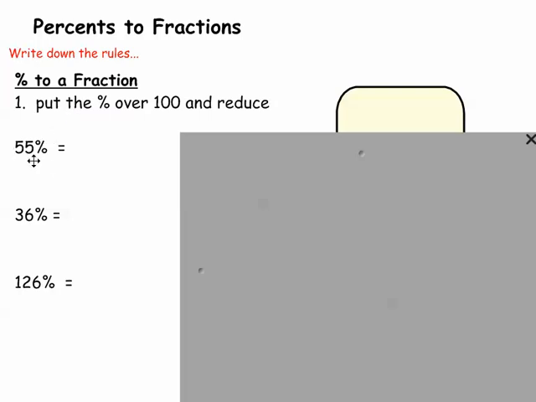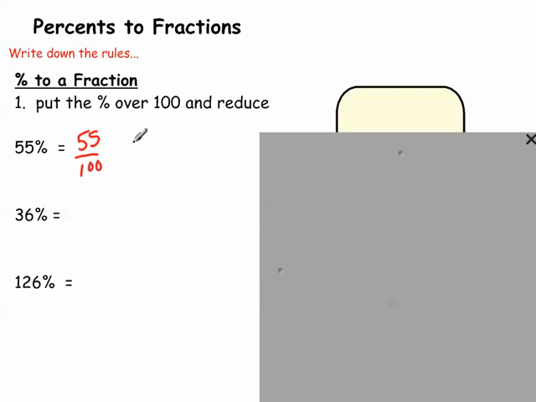So 55% simply means 55 out of 100. But then I need to simplify it. So divide by 5, and I get 11 over 20. 36% means 36 out of 100. I'm going to divide by 4, and I get 9/25.